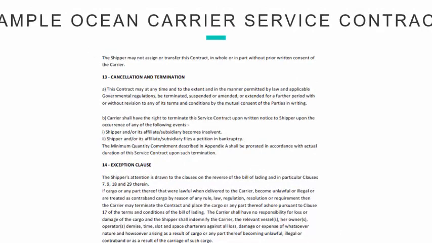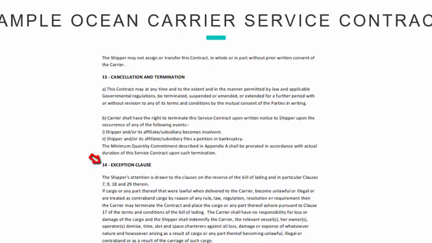Cancellation and termination. The important thing here being that the contract can be canceled or terminated by the mutual consent of the parties in writing, but also, we'll note in B, Roman numerals 1 and 2, the carrier has the right to terminate the contract under certain conditions if a shipper becomes insolvent, if the shipper files a petition for bankruptcy, those types of things.